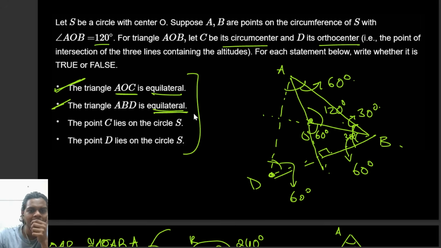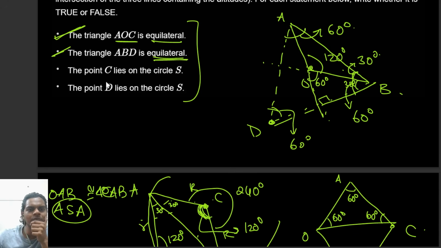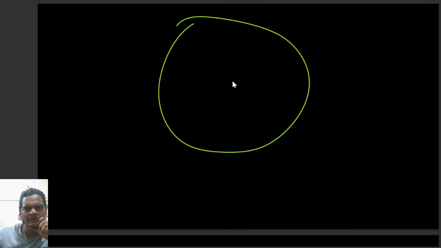Very interesting. Now, how do we figure out whether C and D lie on the circle, the circumference of S, or not? So how do we do that? So let's make a few things. We know that this is O, this is A, this is B.